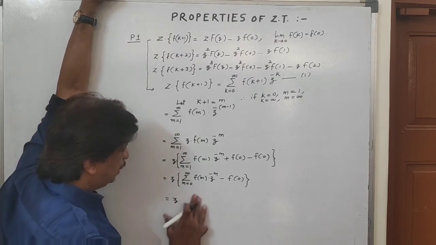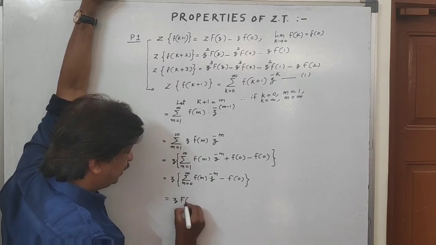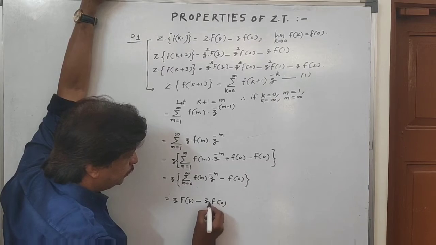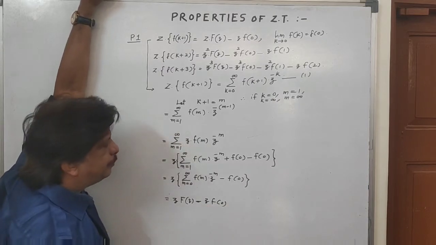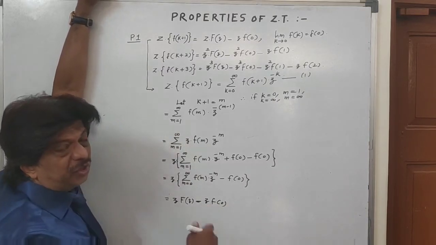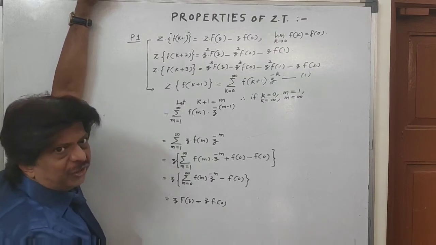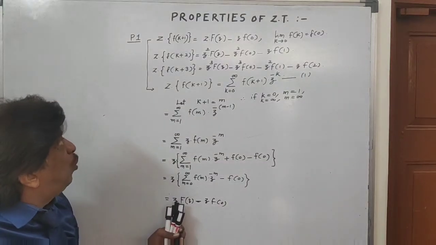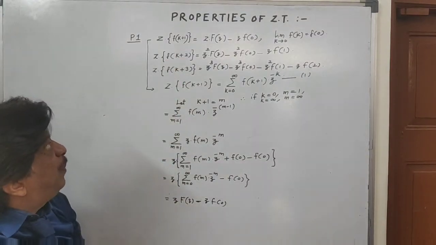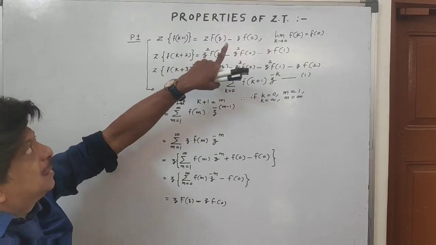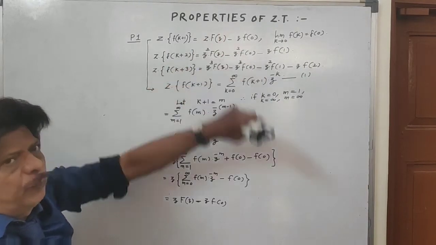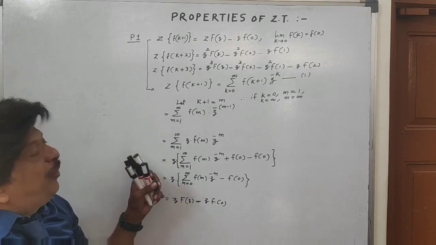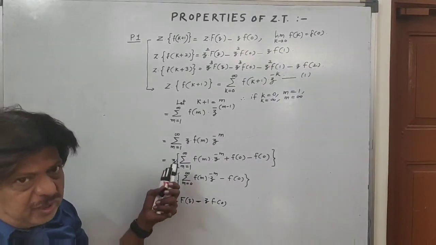f of z. Z into f of z minus z into f of 0. So this f of 0 is a sequential term, 0th term, first term in the sequence. So that is how we have proved z transform of f of k plus 1 is z f of z minus z into f of 0. So note this property. We are going to solve some examples based on this.